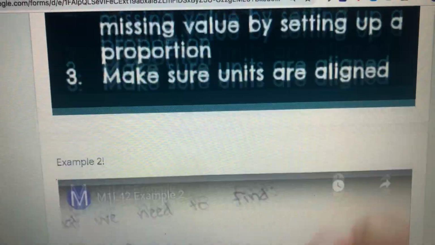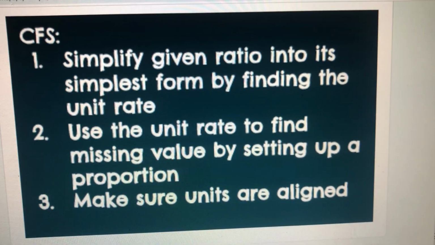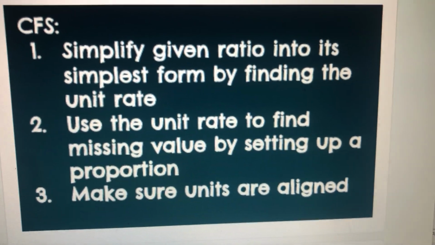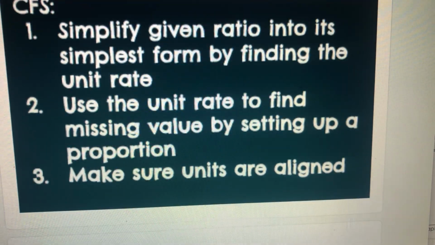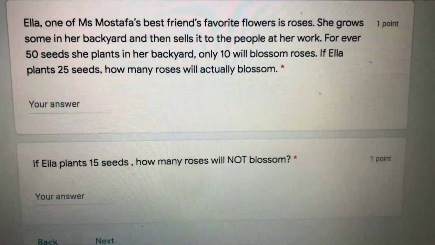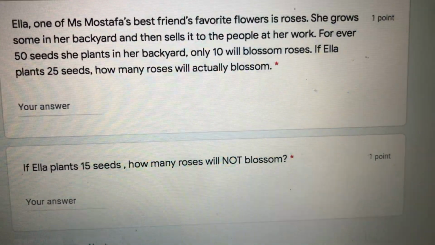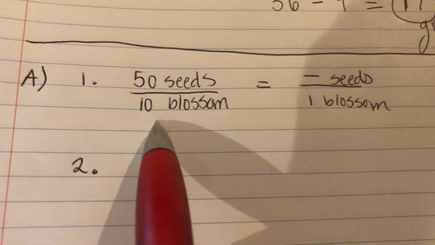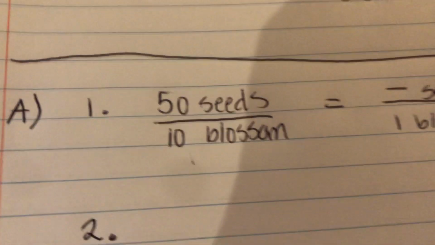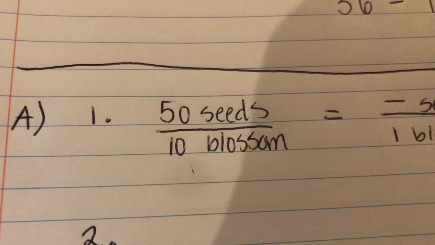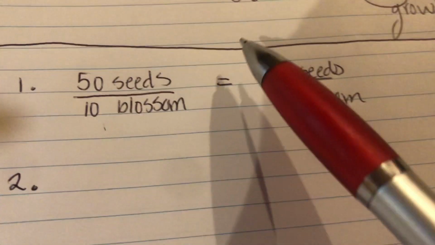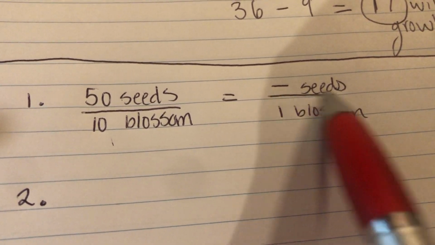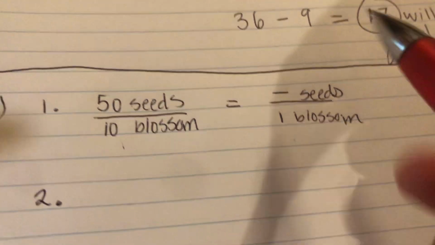So let's go back to the CFS. First thing is simplify the ratio given into its simplest form by finding the unit rate. So we find the unit rate first, which means for part 1, we know that 50 seeds, 10 roses will blossom. The unit rate is always per 1 unit, right? So we want to know, okay, how many seeds need to be planted for 1 rose to blossom? I'm going to put a rose here.